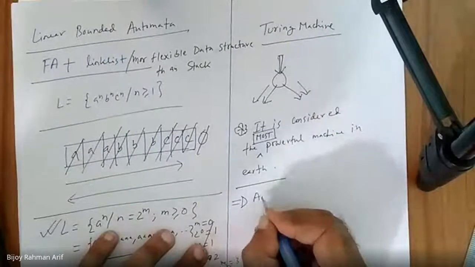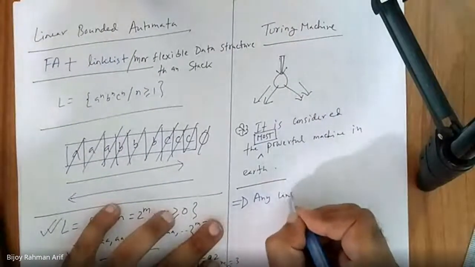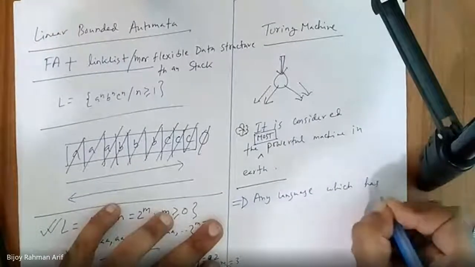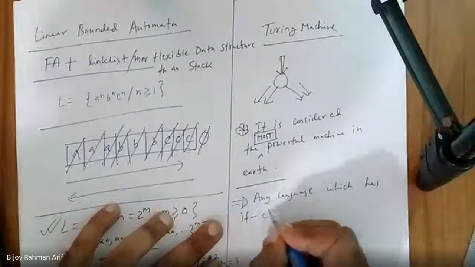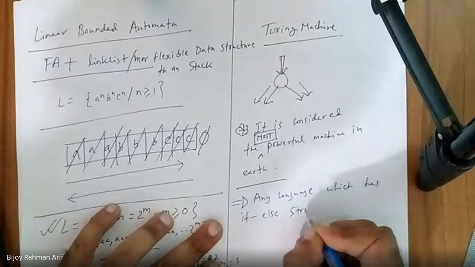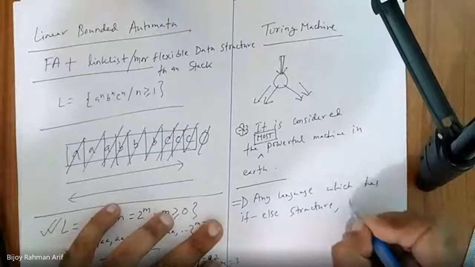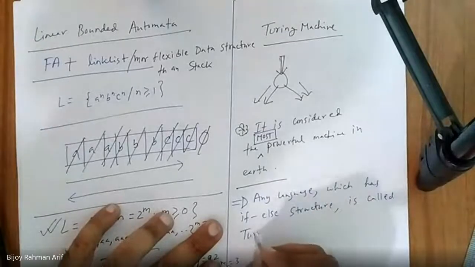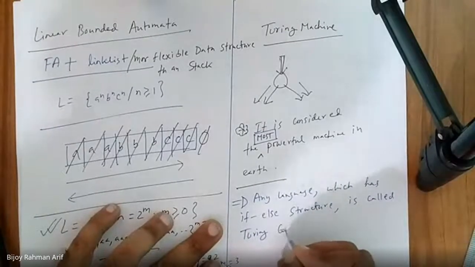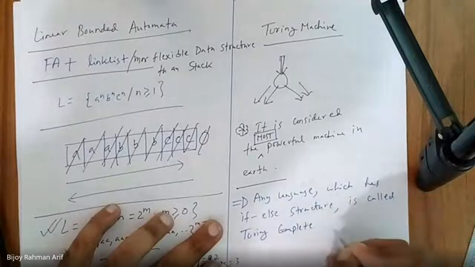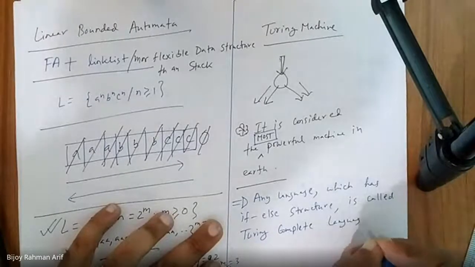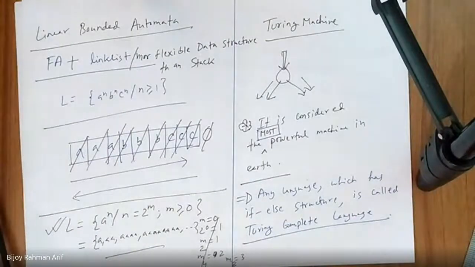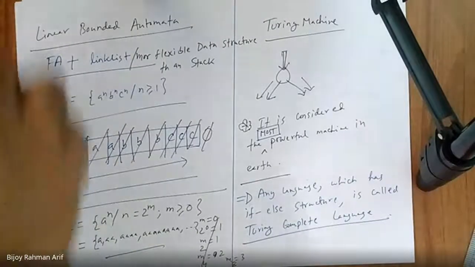Any language which has an if-else structure is called a Turing complete language. That means we can find a Turing machine for it, and that is the most powerful kind of language. Is it clear to you? If you have any query, you can ask me. Tell me.